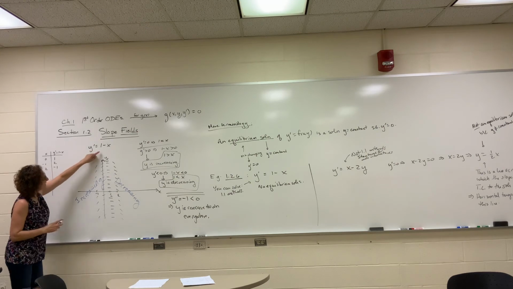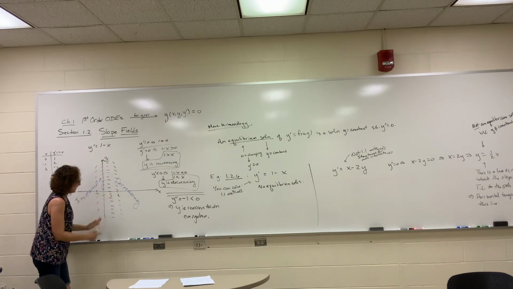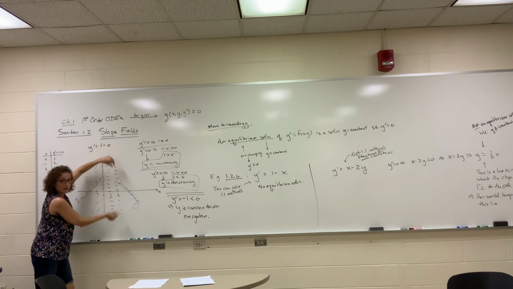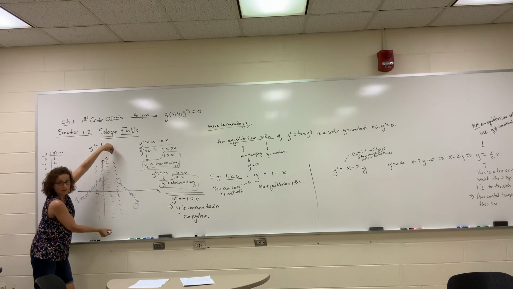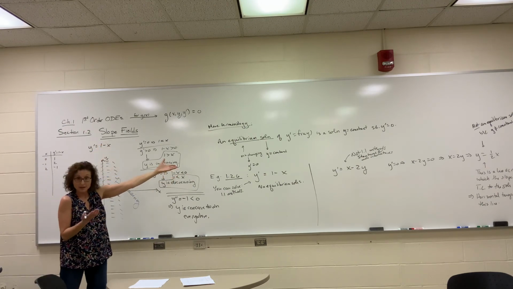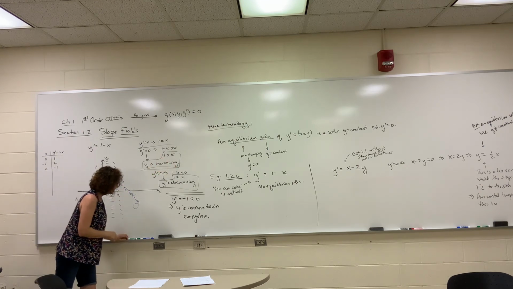This one is fairly nice, right? Because it has no y's in it. So that means, right, that for any x, it doesn't matter where you are in the xy plane, the slope for y is always the same. Now, as soon as you got y's involved, that's no longer going to be the case, right? Okay?